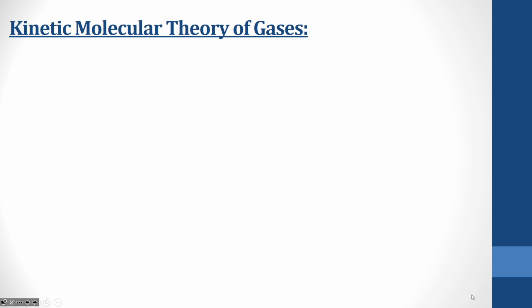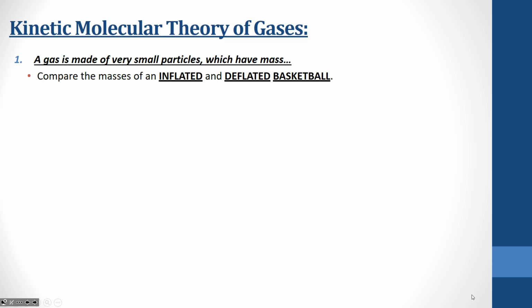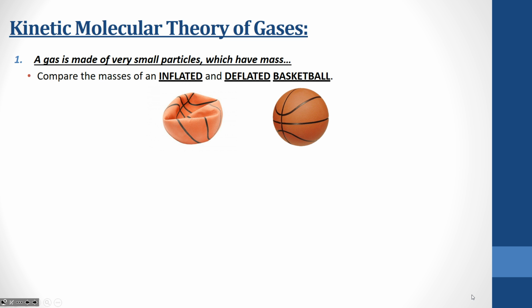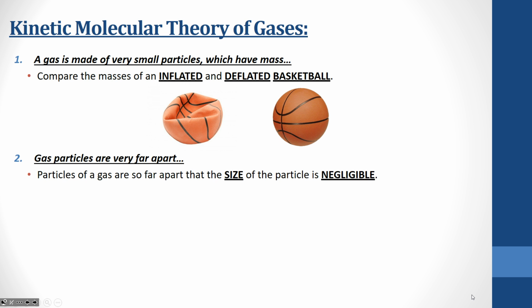So our kinetic molecular theory of gases. The first thing we said was that gases are made of very small particles that have mass. In order to prove this, we can take the mass of a basketball, or any ball for that matter, and weigh it when it has air and weigh it when it doesn't have air. Even a tire and a rim, if you weigh them separately, with no air inside, but then weigh them together with air, it should gain a little bit of mass. So air does have mass.